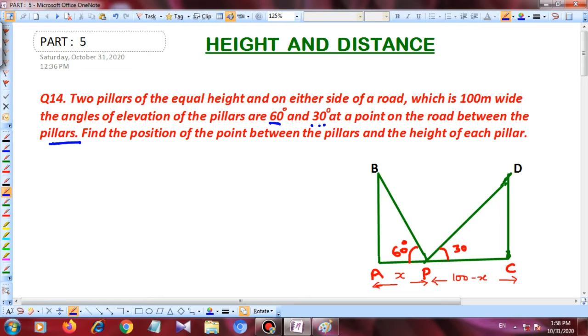So let AB and CD be the pillars of height h meter, right? So the height of the pillars is h meter, and a point on the road P where the elevations of the top of the pillars are 30 degrees and 60 degrees. So these are the tops B and D. From this point, the elevations of the tops are 30 degrees and 60 degrees respectively.